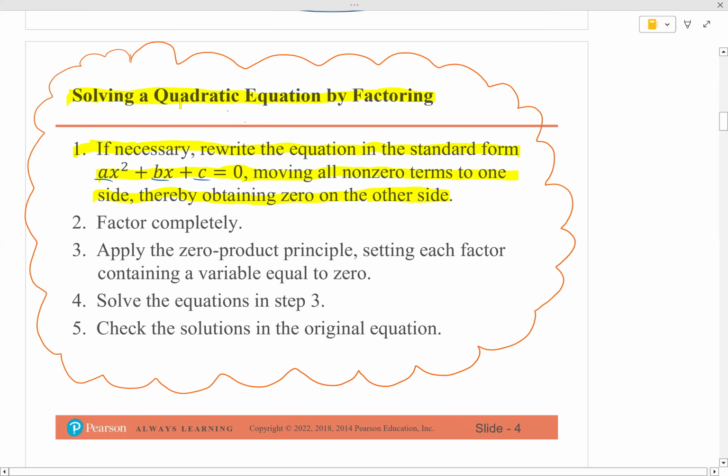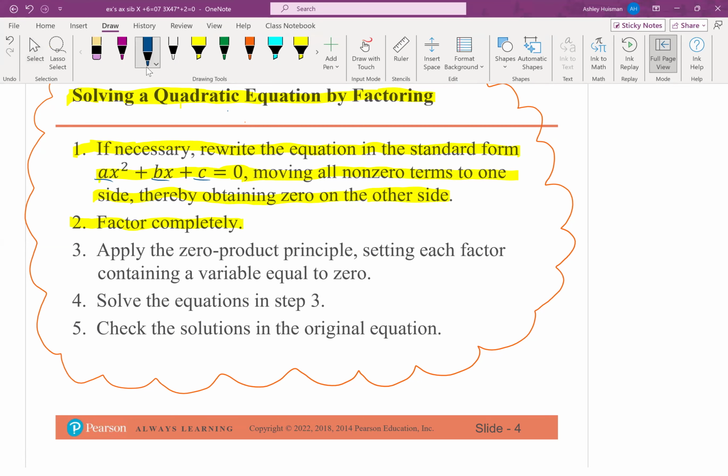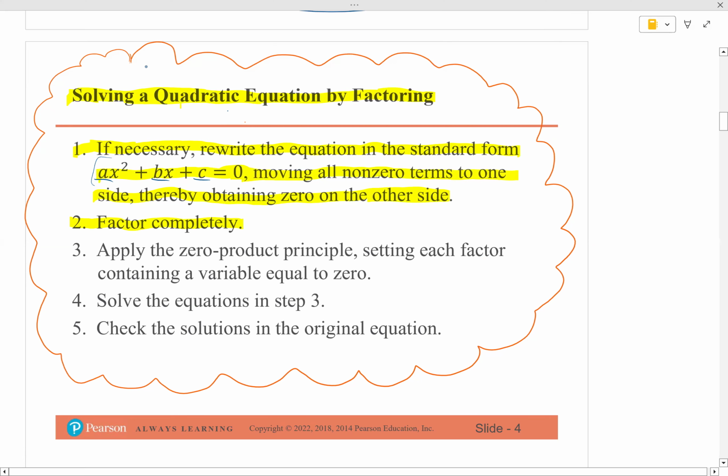Okay, once you have that, you should try to factor completely. In this section, everything should factor. We'll see in the future what to do if what's on the left side, these quadratic guys, don't factor. They should always factor in these problems, in this section anyway.